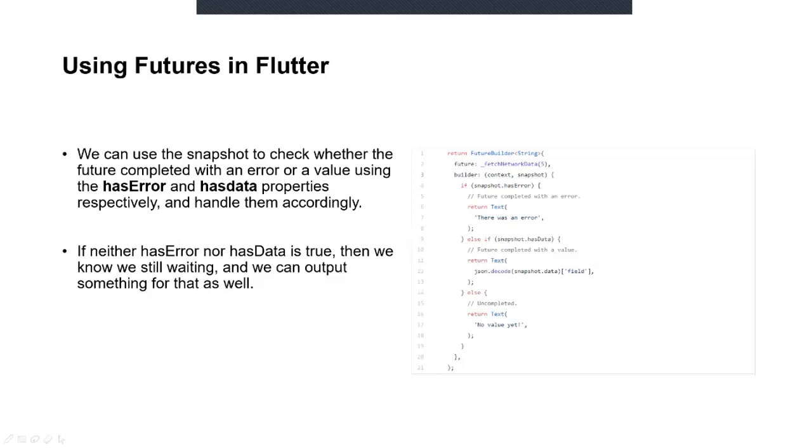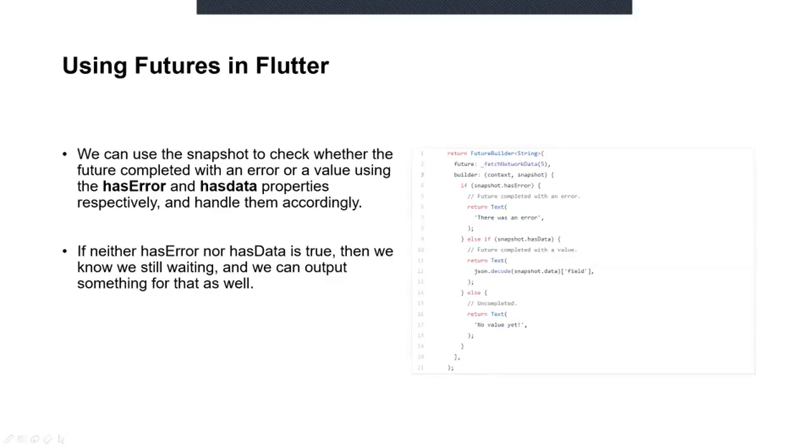So if you were to run this in an app, and in case you are wondering which comes first and which gets processed when. Initially, remember, we start with the uncompleted state. So the future neither has data nor has error. So it's still in the uncompleted state. So here, the first thing to be displayed will be the text widget with no value yet.